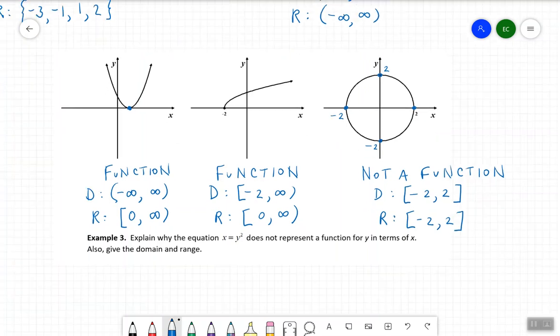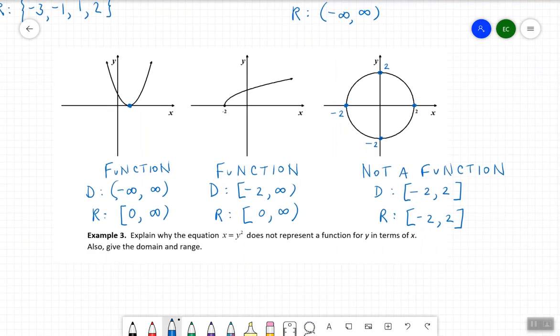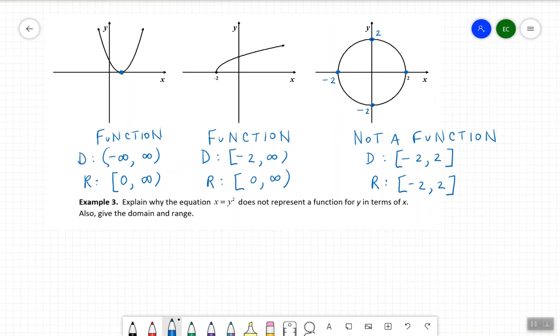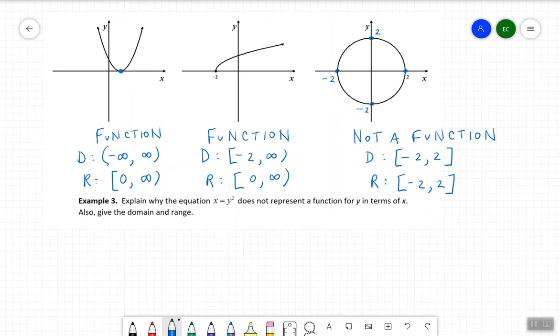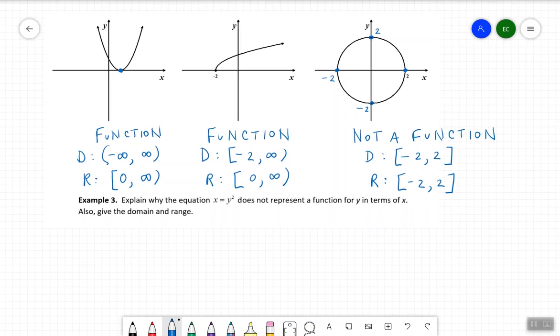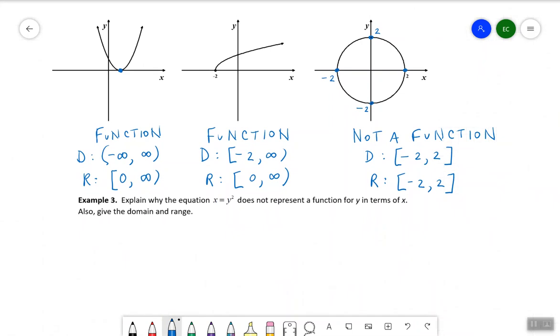Okay. So we've covered the graphs. I have one more question I'd like to go over here before we finish this video. It says, explain why the equation x equals y squared does not represent a function for y in terms of x. And so the best answer, well, there are a couple ways to answer this.